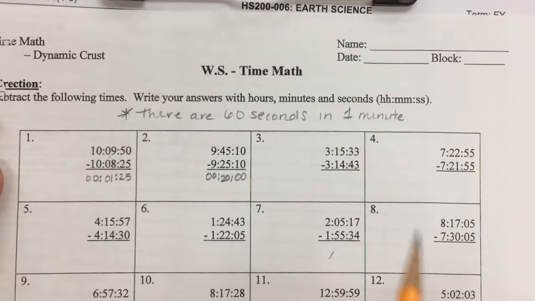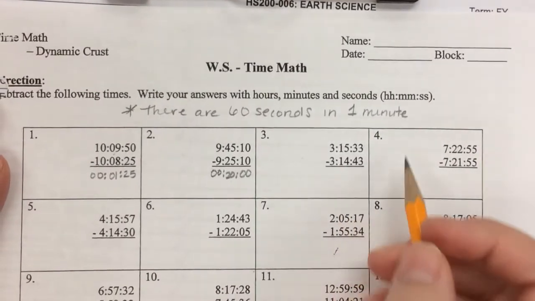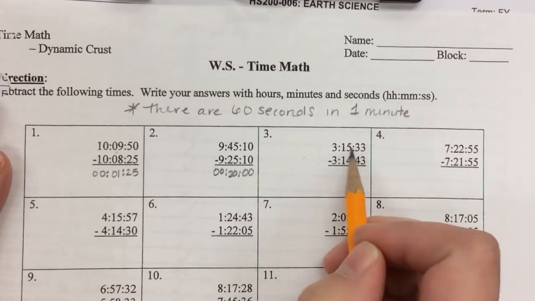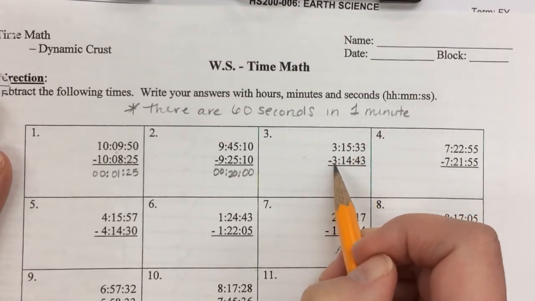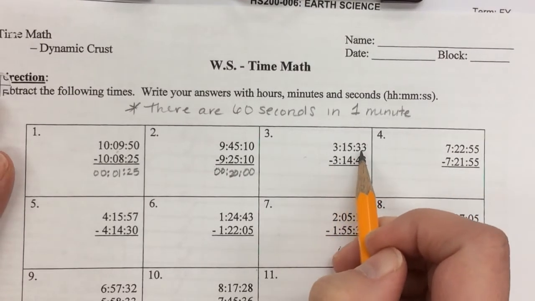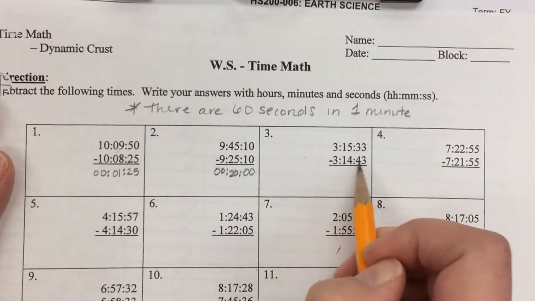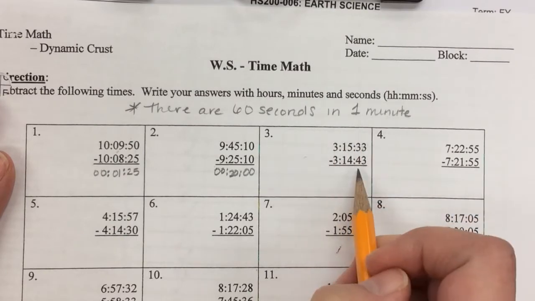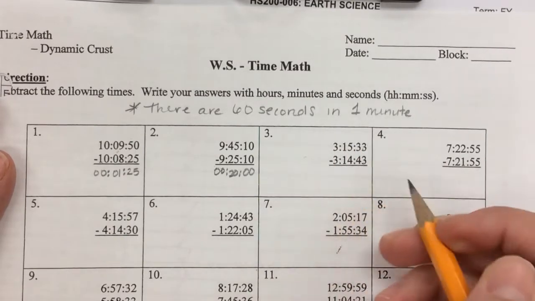Okay, now we get to our first one that's a little bit more complicated. You are subtracting 33 minus 43. And you can't do that. Some students will look at these numbers and just give me the difference. We're not doing difference. We're actually subtracting 33 minus 43. You can't do that. That would give you a negative number. This is time. There's no such thing as negative time.